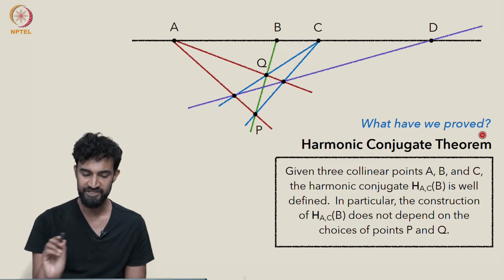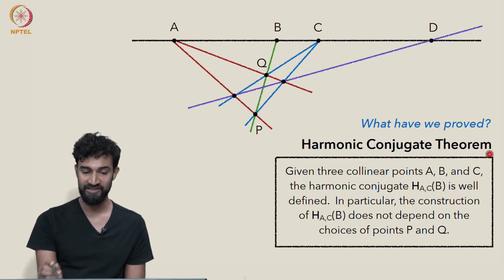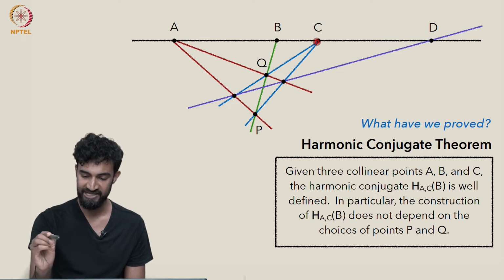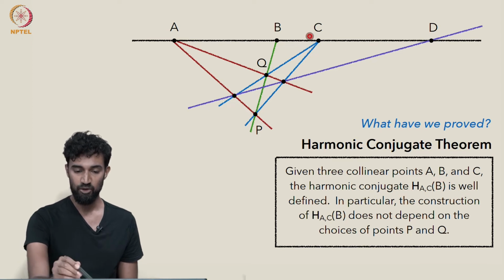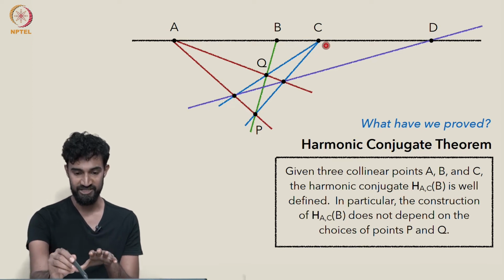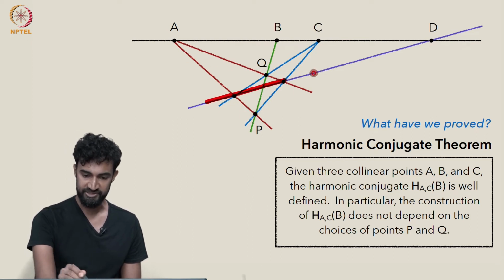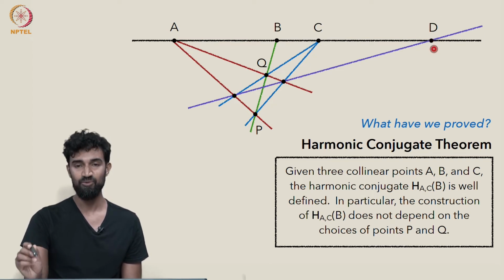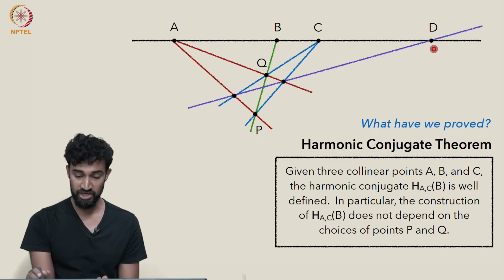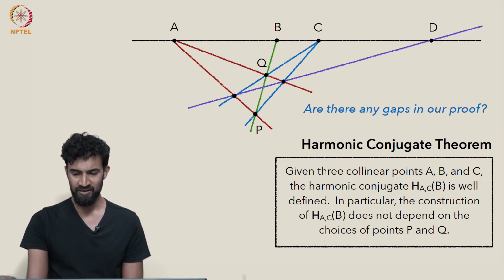So what have we proved here? Well, we've proved the harmonic conjugate theorem. We proved that given any three collinear points A, B, and C, the harmonic conjugate H_AC of B, which is defined via this construction that you see here, pick P and Q, draw this quadrilateral, draw the other diagonal, boom, you get your point. That's how we define our harmonic conjugate point. Well, that's well defined. The construction does not depend on the choices of P and Q. So that completes the proof.